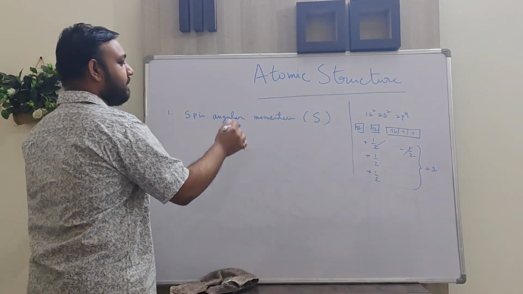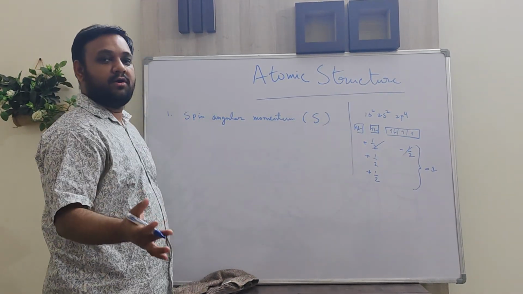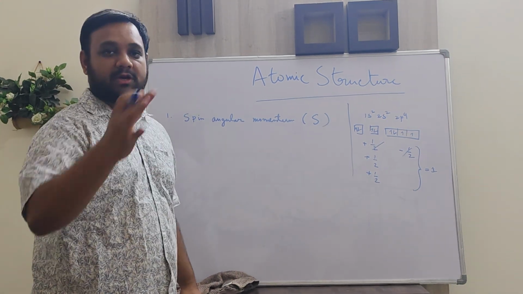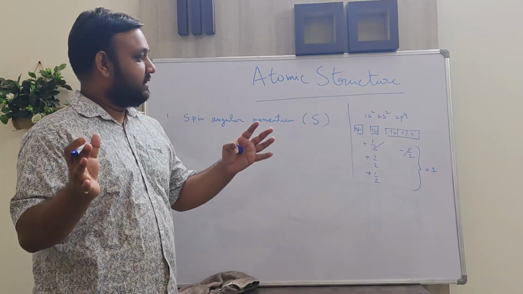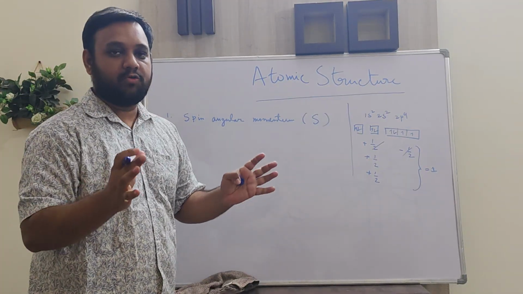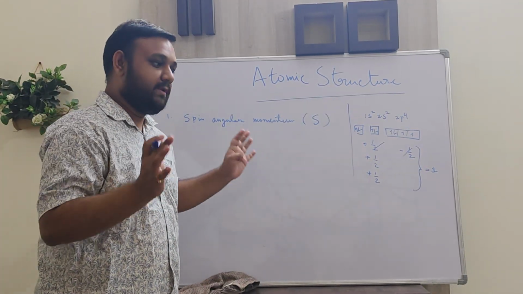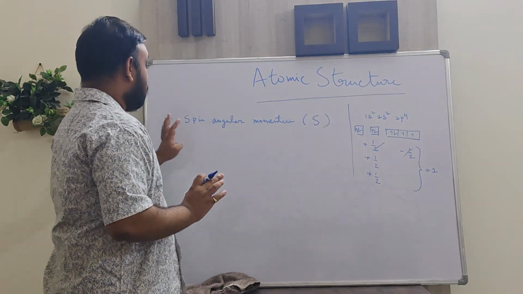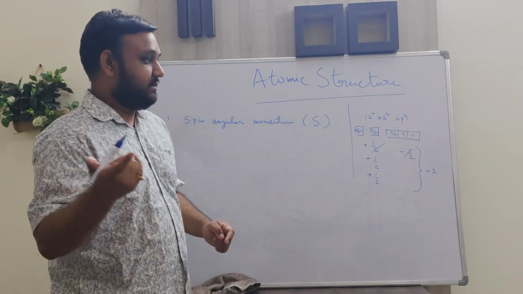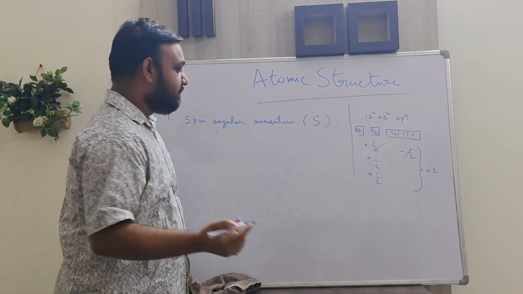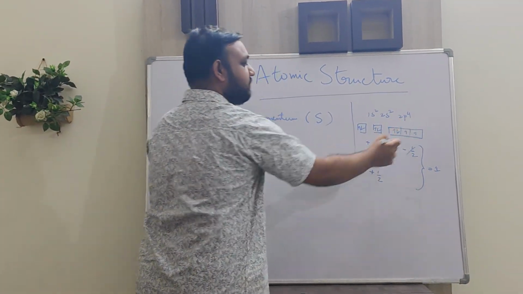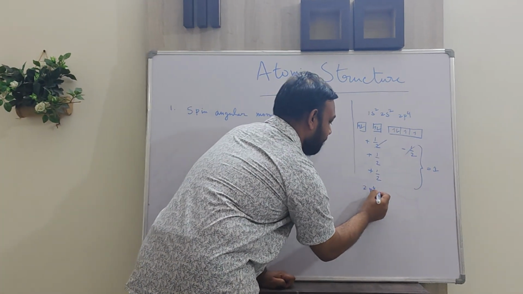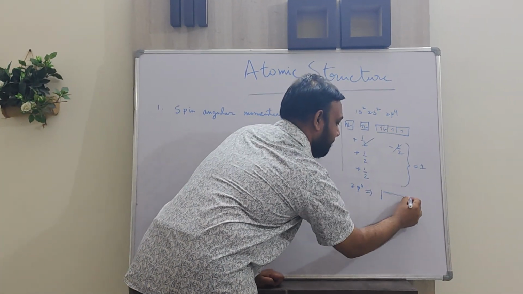So spin angular momentum is the total spin of a system, of an atom, specifically the outermost shell. Otherwise, inner shells are fully occupied, so the total spin of the inner shell is 0. Now, what is spin multiplicity? You can think of one important thing. I have drawn this picture like this. I could have drawn 2p4 like this.